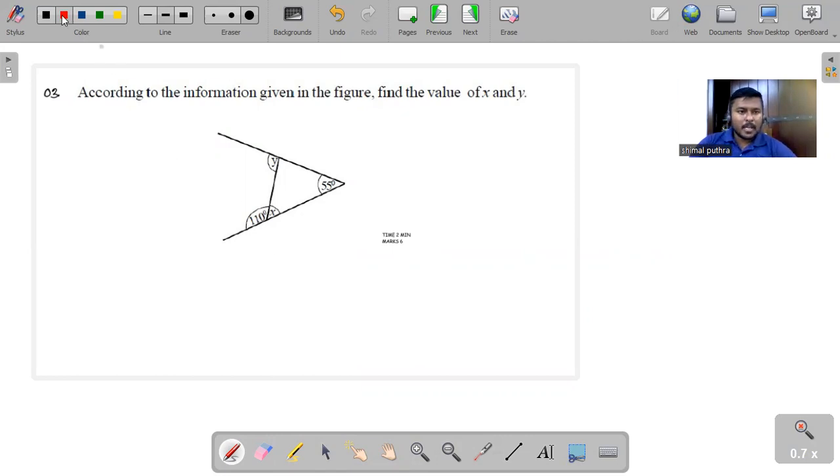Okay, I hope you found the answer. What is the answer? Let's come to here. What can you say about this one? This is a straight line. If this is a straight line, the sum of this 110 plus x should be equal to 180 because this is a straight line. We discussed that in the previous case. So x should be equal to 180 minus 110. x is equal to 70.